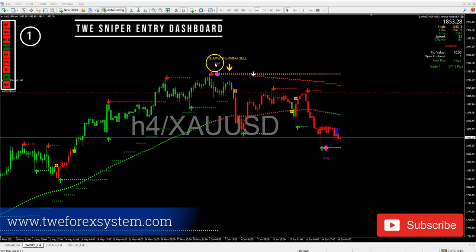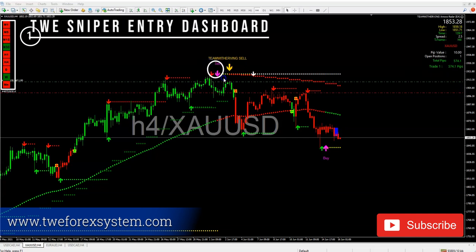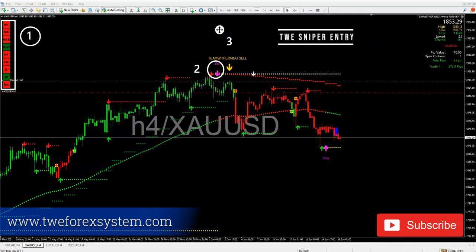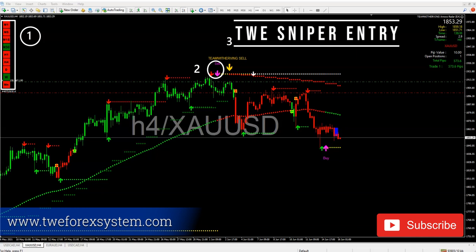The second thing that you are gonna be doing, guys, is always paying attention to what your multiple time frame is doing. That is your rule number two here on the market. And the third step that you have to do is always pay attention to what direction your sniper entry is going, in favor of your multiple time frame. So in this scenario, your sniper entry is going in favor of your sell position. Look at that, beautiful. So we have 1, 2, 3.